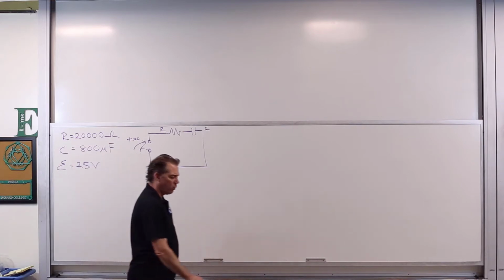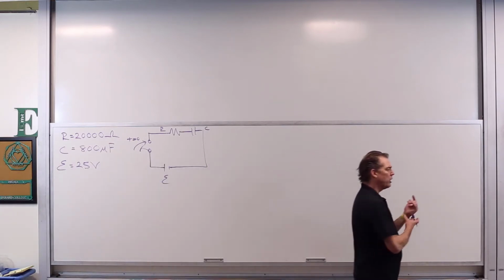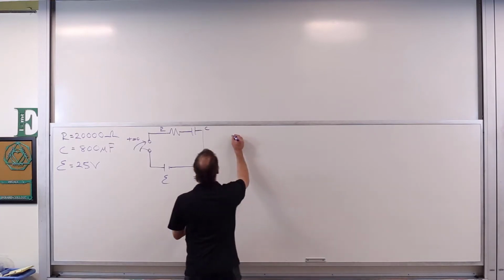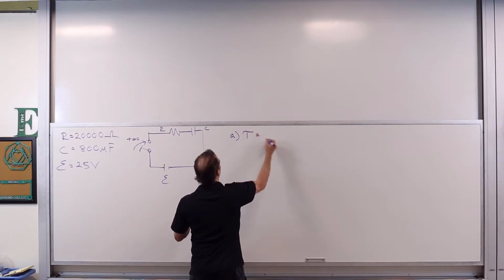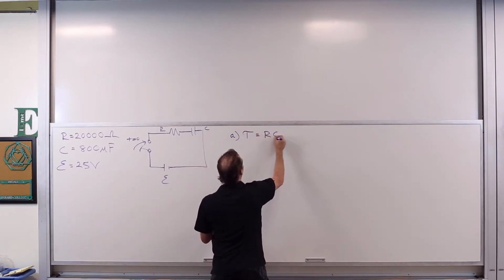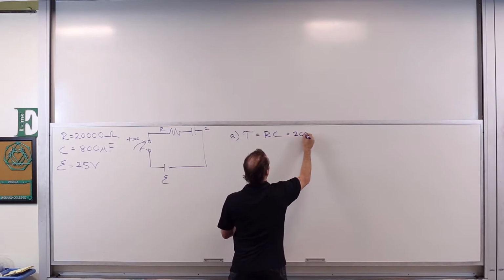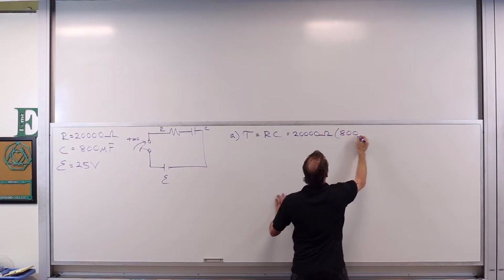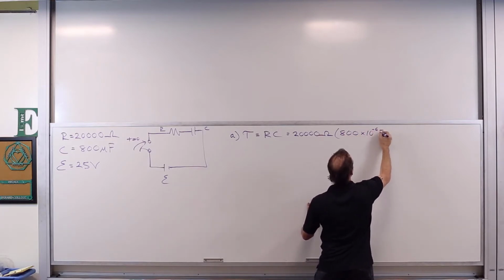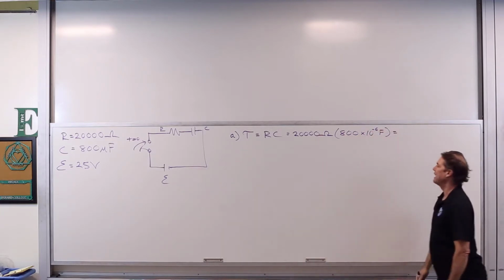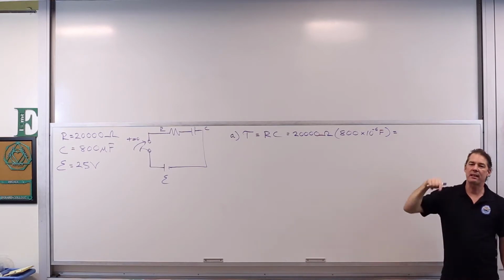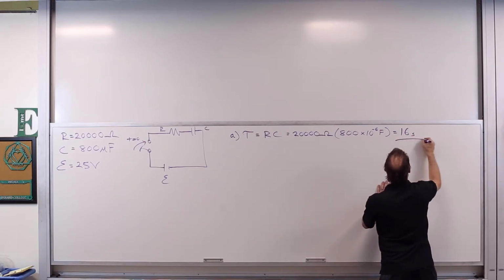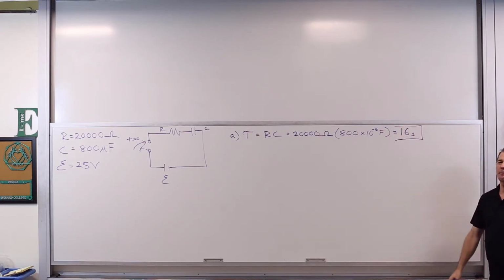First thing that we want to just know is before we even close the switch, we could deduce or determine what the time constant of the system is. What is the time constant equal to? Well, the time constant is equal to R times C, which is equal then to 20,000 ohms multiplied by 800 times 10 to the negative 6 farads. What does that equal? It equals 16 seconds. That's the time constant.